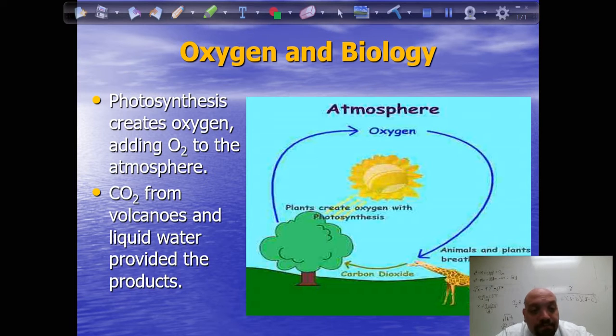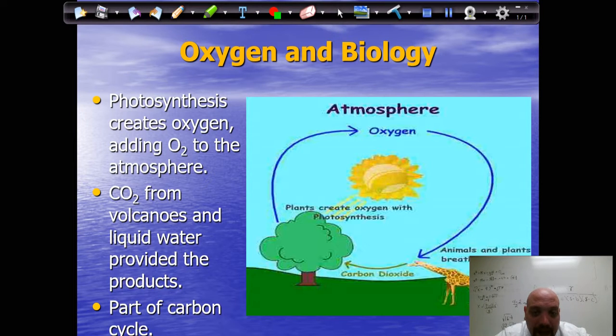And over time, that CO2 provides water as well, right? Over time, that photosynthesis can occur, and we start to see oxygen levels increase in the atmosphere, right? So we have a plant that goes through photosynthesis. They release oxygen to the atmosphere, and then an animal will breathe in that oxygen and then release carbon dioxide.